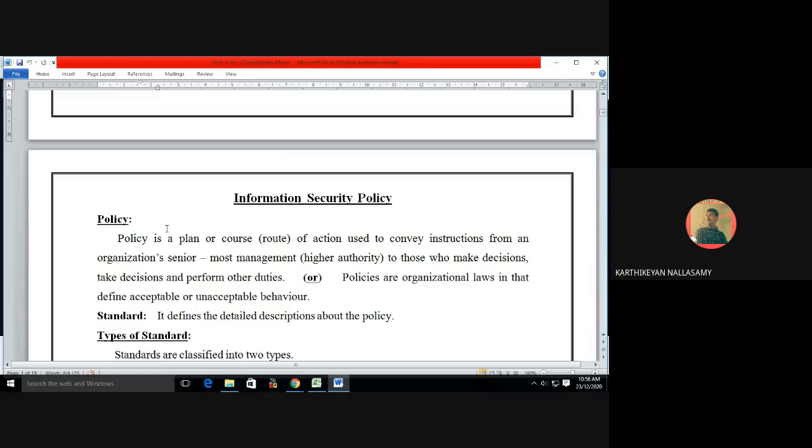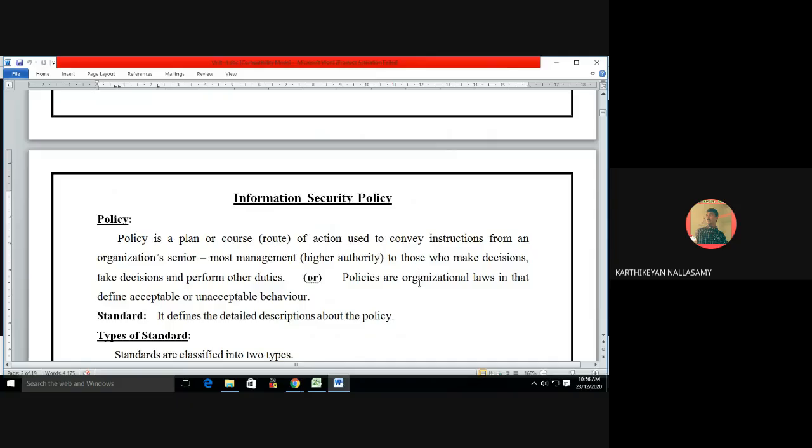Policies are the organization's law. They define acceptable and non-acceptable behavior in an organization, which is very important. Every organization must have a set of policies defining its acceptable and non-acceptable behaviors, and it must define the procedure for what is acceptable and what is not.